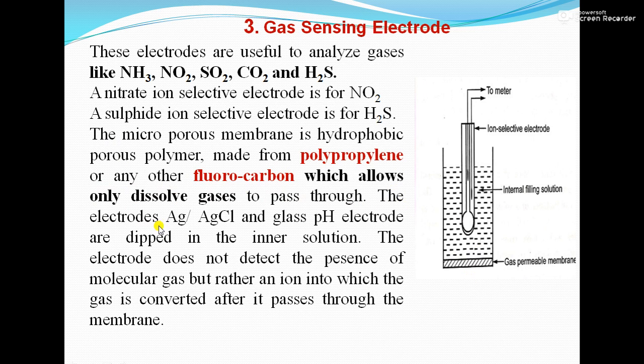Then the electrodes, Ag and AgCl and a glass pH electrode, are dipped in the internal solution. The electrode does not detect the presence of molecular gas, but rather an ion into which the gas is converted after it passes through the membrane. So it will detect only ions and not the molecular gas like NH3, NO2. So we have to convert that gas into ions.